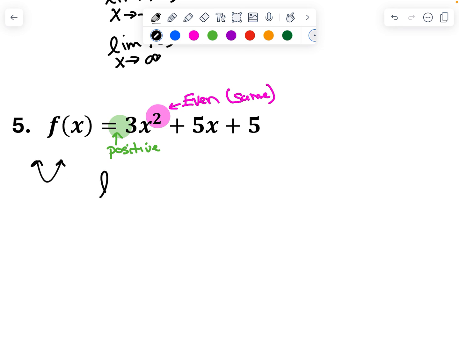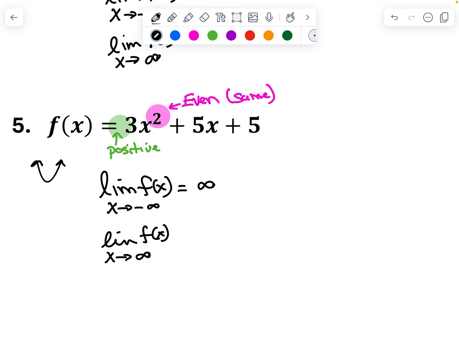And so I'm going to say the limit of f of x as x moves to the left, the graph will be going up. And the limit of f of x as x moves to the right is also moving up.